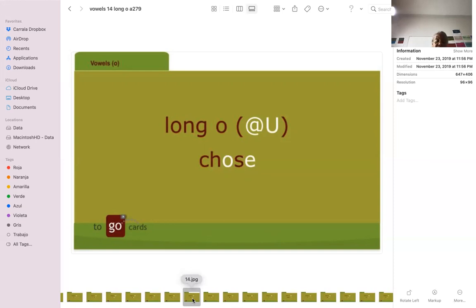Chose, the past tense of the verb to choose with a double O, C-H-O-O-S-E. Role, the role you play in an organization, or the role that an actress plays in a movie or an actor plays. Spoke, the past tense of the verb to speak.